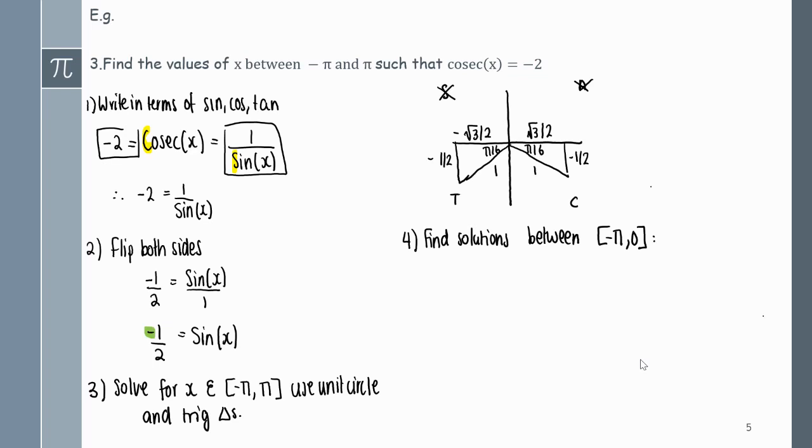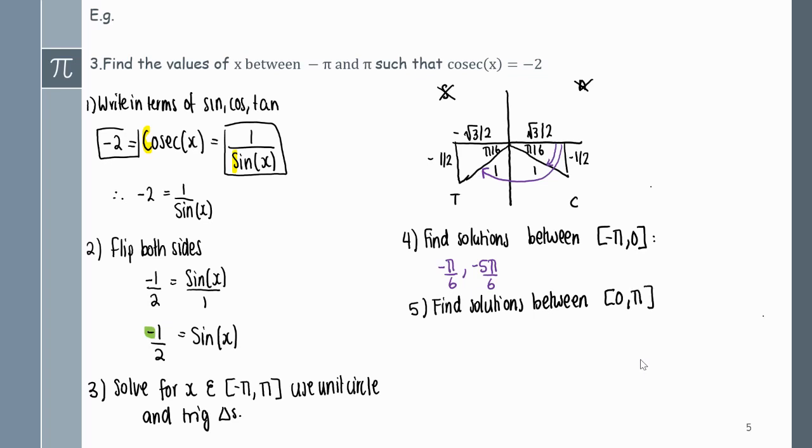Now, to make it a little bit easier, I'm going to break my domain into 2 parts. I'm going to find the solutions between negative pi and 0. So I'm going to start at my origin, my positive x-axis, and work anti-clockwise. And I see one solution. Well, if I go anti-clockwise, it will be pi minus pi on 6. And if I go clockwise again, it will be minus 5 pi on 6. So those are the two solutions between minus pi and 0.